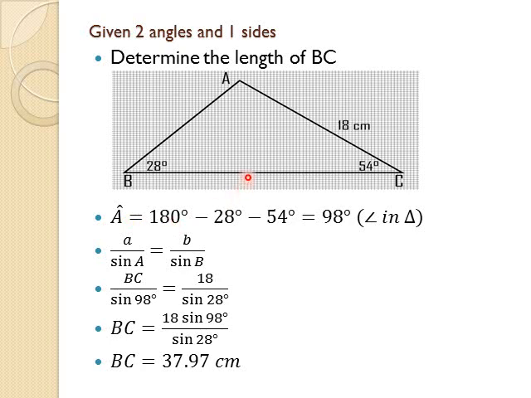So on the length of a side, so a here, because it faces A, over sine A must equal b that faces B over sine B. Alright, so a over sine A equals b over sine B. a there being BC, sine 98 degrees, which I solved there, b being 18 centimeters, divided by sine 28. So BC, if I get rid of the denominator, would be 18 times sine 98, divided by sine 28. And that, if I put it all in my calculator, will give me BC equal 37,97 centimeters. So those are the 2 ways we test the sine rule.